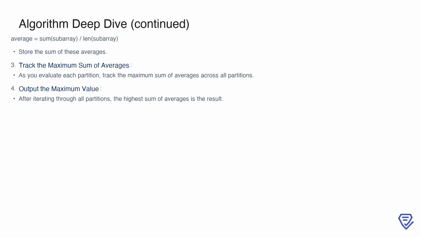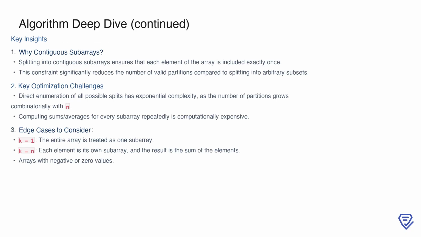However, this exhaustive approach has a significant drawback. As the size of the array grows, the number of partitions increases exponentially, making the method impractical for larger inputs. Now, let's delve into some key insights for optimizing the solution. First, the requirement to split the array into contiguous subarrays is critical. This ensures that every element of the array is used exactly once, which simplifies the problem and reduces the potential number of partitions compared to arbitrary subsets.